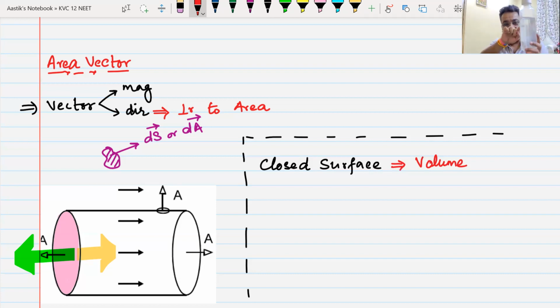So if I start from any point on the surface, I will just remain on the outer side. I cannot get inside this. You understand what I'm saying? This is a closed surface. It encloses a volume.